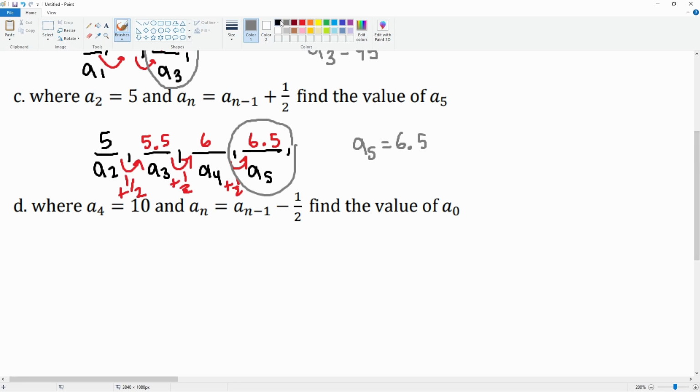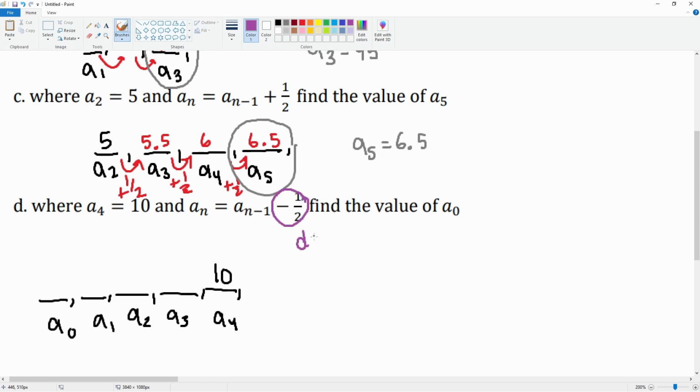And then the last one, we are given A4. So this is A4, 10. And we're asked to find A0. Wow, we actually have to go backwards. This becomes A3, A2, A1, A0. Let's just write it. A3, A2, A1, A0. Correct. All right. This is the common difference here. It is -1/2. That means to go to the next term, you minus 1/2. So it becomes 9.5.